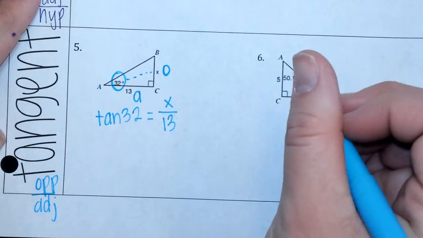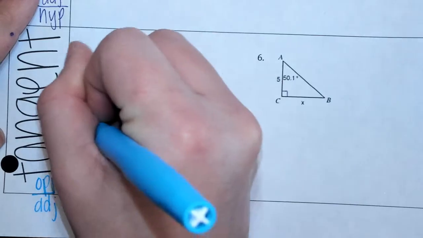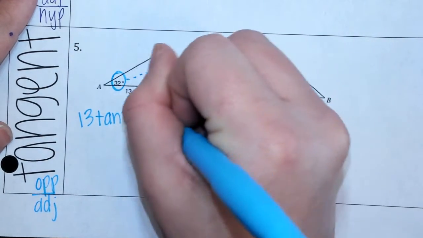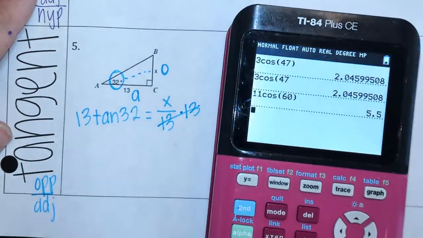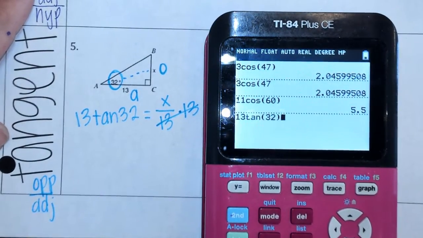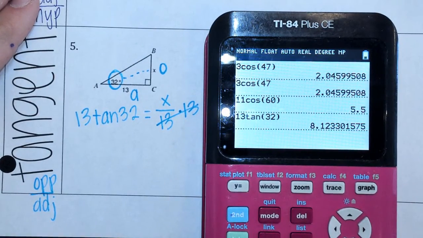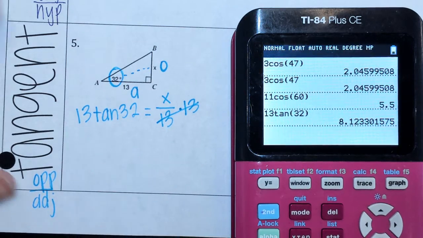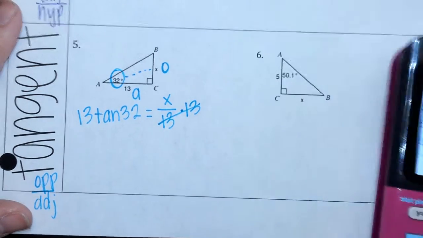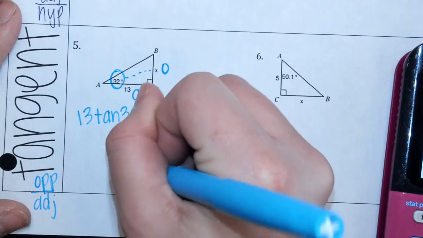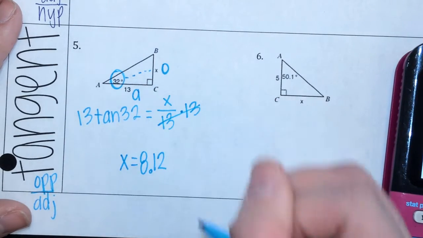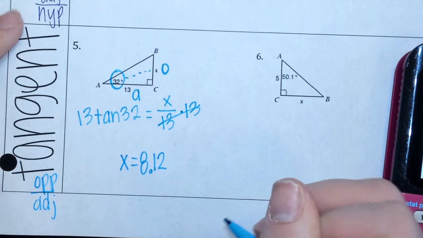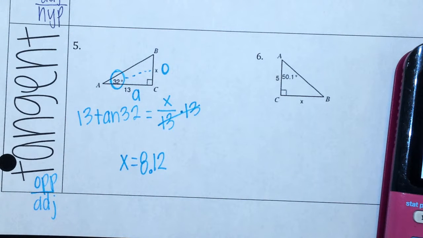Multiply or divide? Did you get the same thing as me? I got 8.12. Okay, you try number 6. Then we're going to switch it up. Right as you get comfortable, we'll switch it up on you.